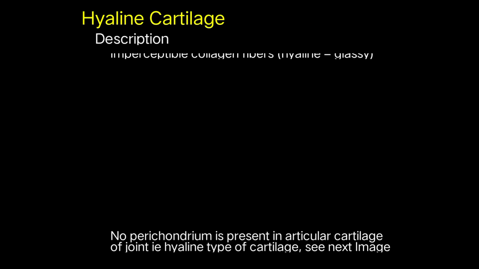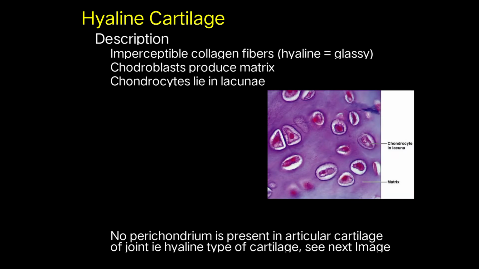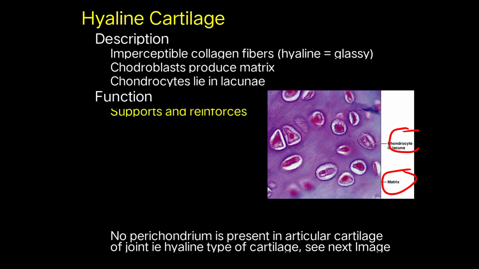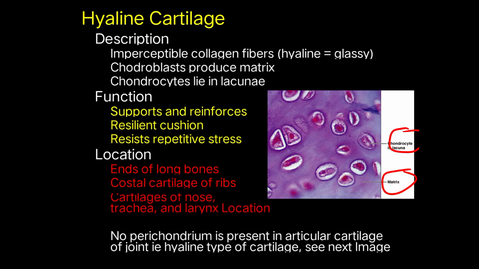Now first is the hyaline cartilage description. It is imperceptible collagen fibers, means it has collagen fibers forming it, and the chondroblasts produce the matrix in this case, and chondrocytes lie in the lacuna. So chondrocytes lie in the lacuna, and this is the matrix. Now function. It supports and reinforces, is a resilient cushion, and resists repetitive stress. As for location, it is found at the ends of the long bones, the articular structure on the end of the bone that is articulating with another bone, that is hyaline cartilage, the costal cartilage of the ribs, as well as the cartilage of the nose, trachea and the larynx.